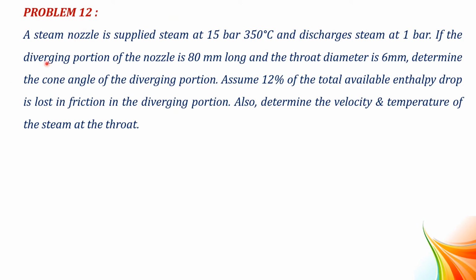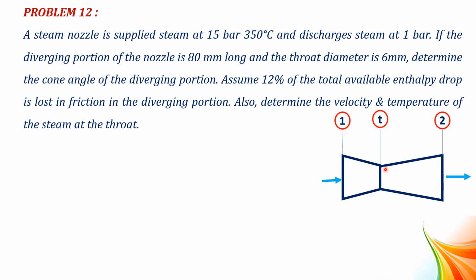Problem 12. A steam nozzle is supplied steam at 15 bar, 350 degrees centigrade, and discharges steam at 1 bar. If the diverging portion of the nozzle is 80 millimeter long and the throat diameter is 6 millimeter, determine the cone angle of the diverging portion. Assume 12% of the total available enthalpy drop is lost in friction in the diverging portion. Also, determine the velocity and temperature of the steam at the throat.